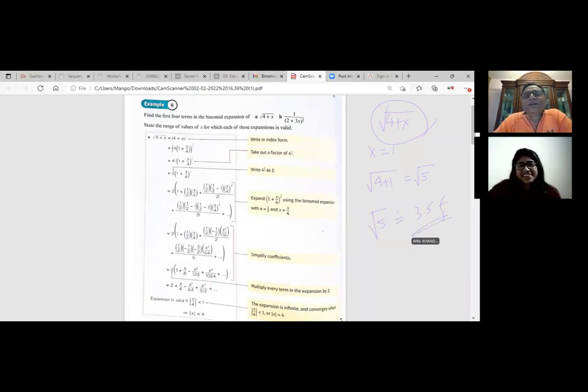You can't just plug it into the calculator right there. Now what you have to do is say, well, square root of 5 really means square root of 4 plus x, where x is equal to 1. You get the idea? And then you will have to solve, plug in x equals 1, and get your answer.